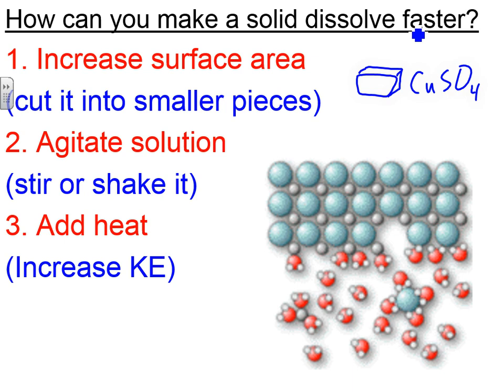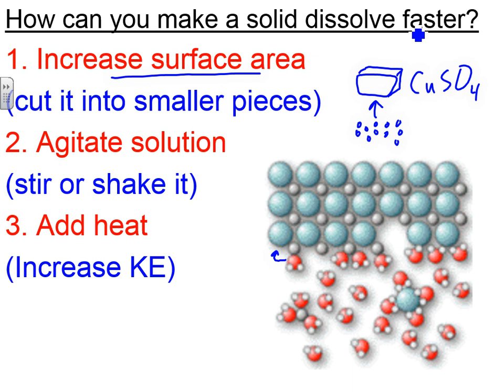You can cut this crystal into small pieces. Essentially, you're going to powder it, make it into a powder, and that will definitely make it dissolve faster. Now what you're doing there is actually increasing the surface area, because the solvation process requires molecules, say water molecules, to come along and bond with the solute.